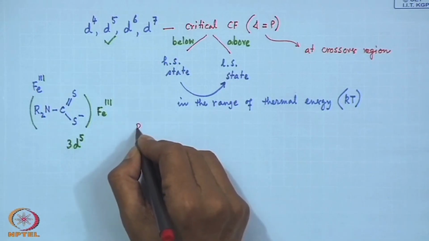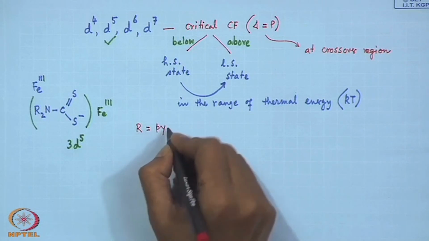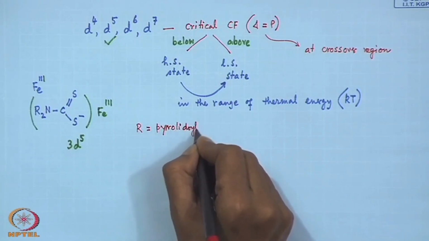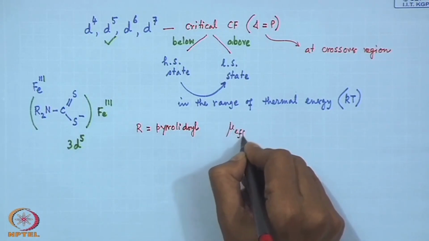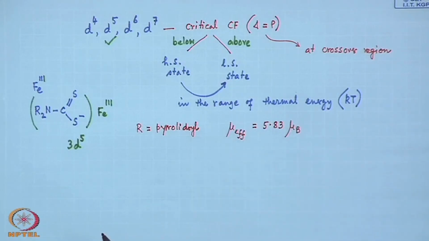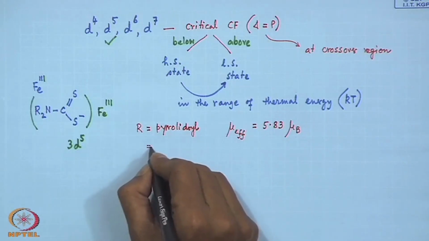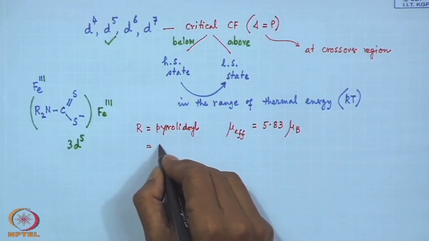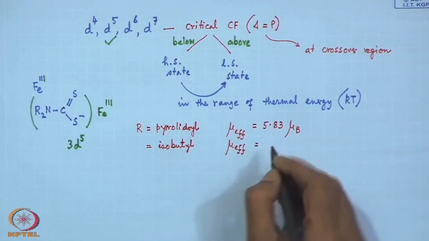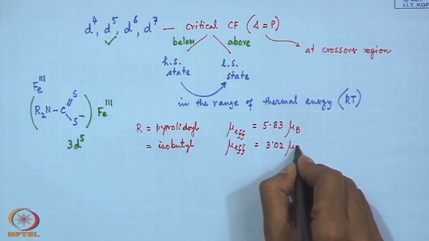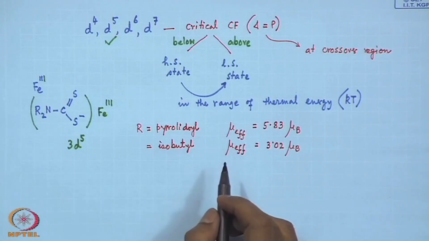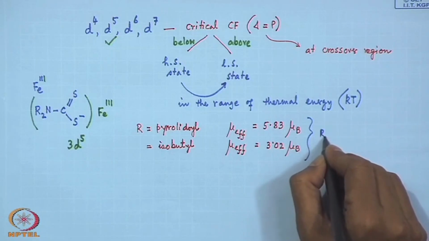When R is equal to pyrrolidoyl, the corresponding mu effective value would be 5.83 Bohr magneton. But if we change the R group from pyrrolidoyl to isobutyl, the mu effective value would be 3.02 Bohr magneton. So, simply by changing the R groups, we get two types of magnetic moments when we measure at room temperature.